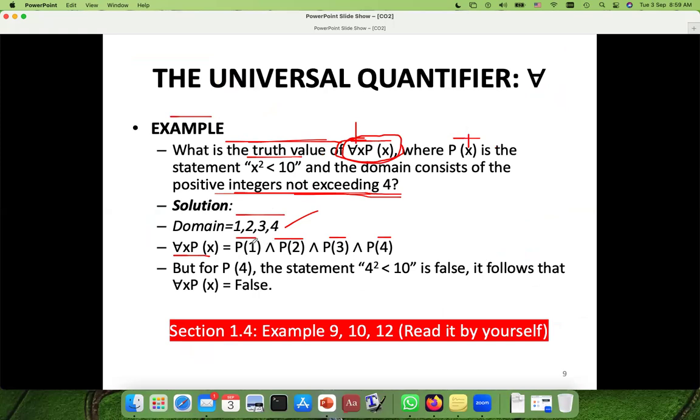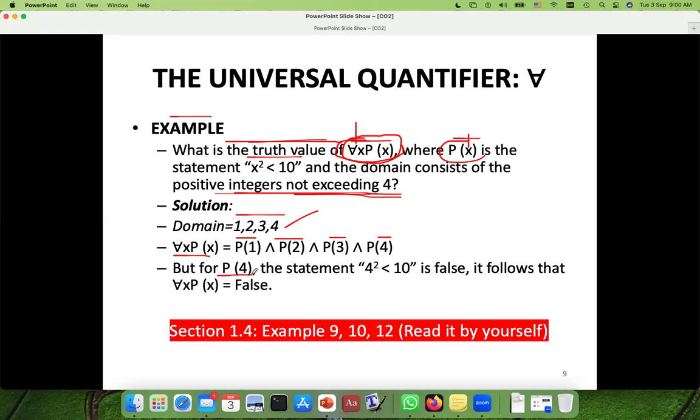Now for 1, if you put 1 square, 1 is less than 10, true. 2 squared is 4, 4 less than 10, true. 3 squared, 9, 9 less than 10, true. And 4 squared, 16, 16 less than 10, no, false. So now you have found one value for which this P of x is false. Only one piece of evidence is enough to make this theory false.